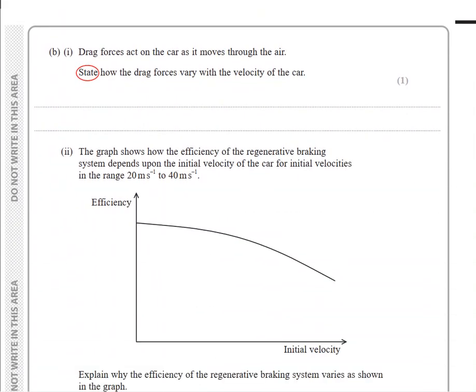Part B states, drag force acts on the car as it moves through the air. State how the drag force varies with the velocity of the car. As velocity increases, drag force also increases.